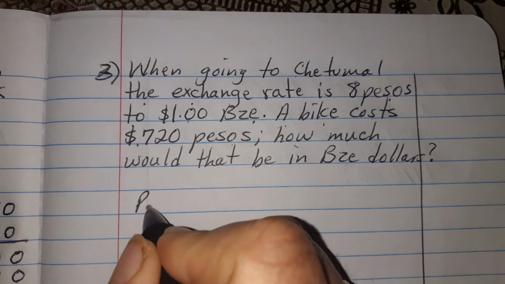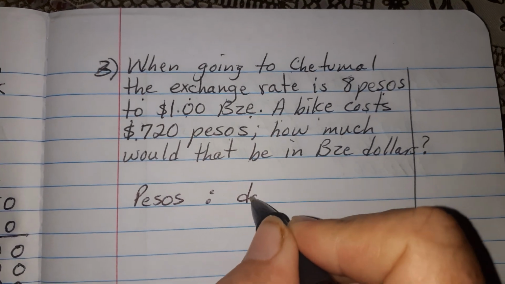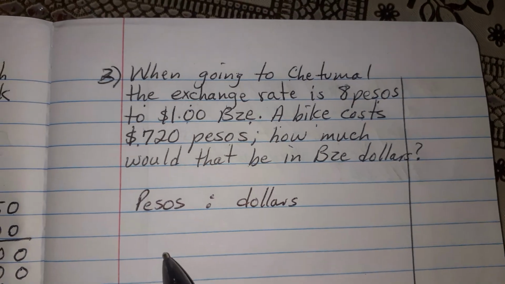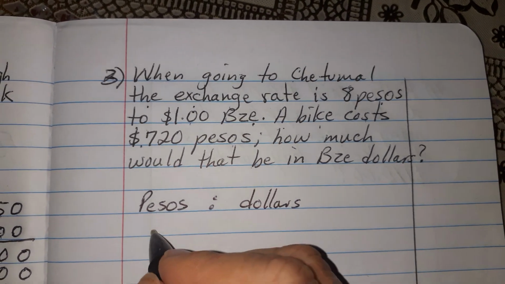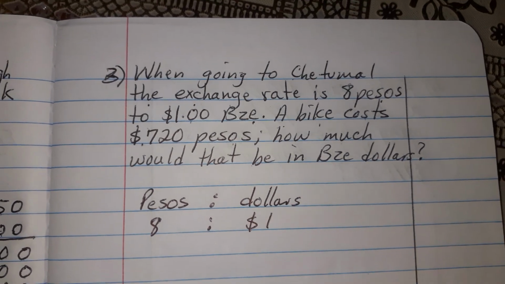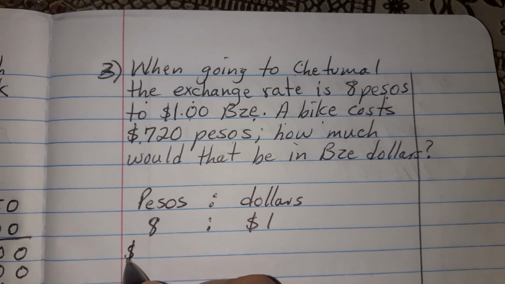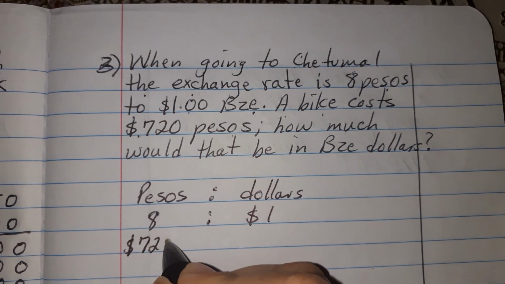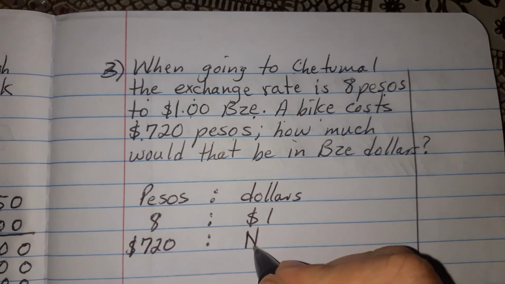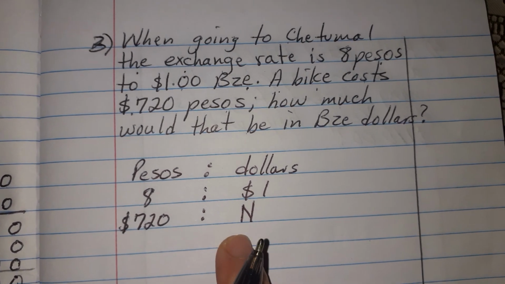So we have pesos and pesos to dollars. We know that dollars is Belize, right? So we have pesos to dollars. 8 pesos to $1. So 720 pesos, we will put that under pesos. 720 pesos to, we don't know how many dollars is that. Okay, so that is our setup.